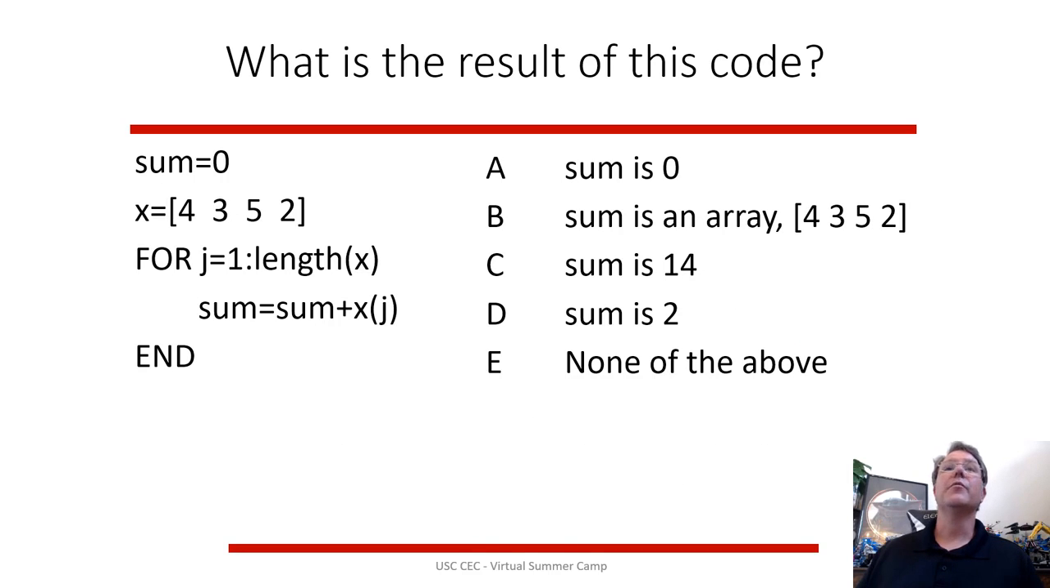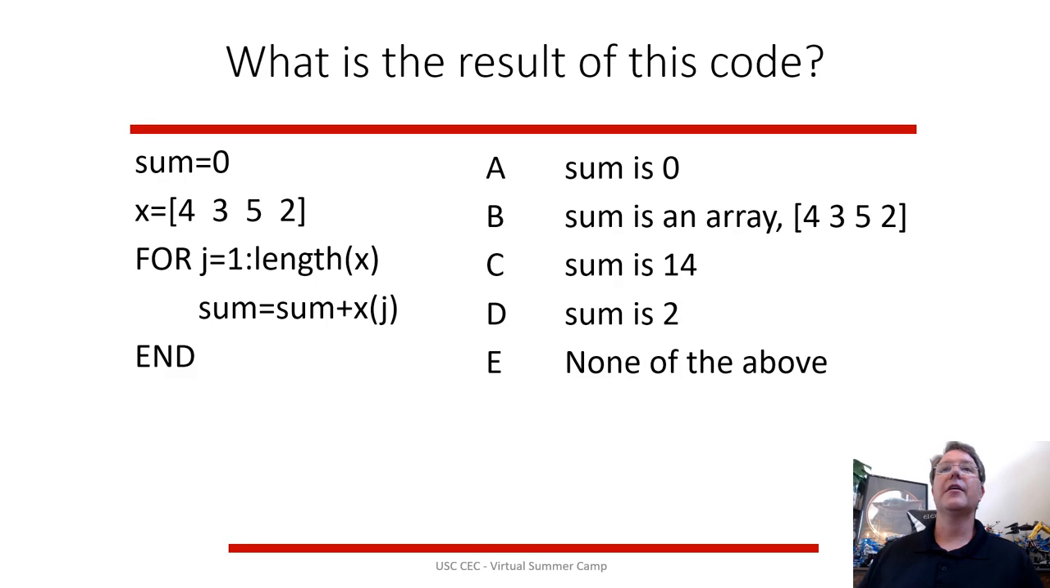Here's a for loop, a little more confusing. What's the result of this code? We have sum, this is 0. We start off initializing sum to 0. We have a vector of values, 4 values. And this counter is going to go through all 4 of those values from 1 to 4.